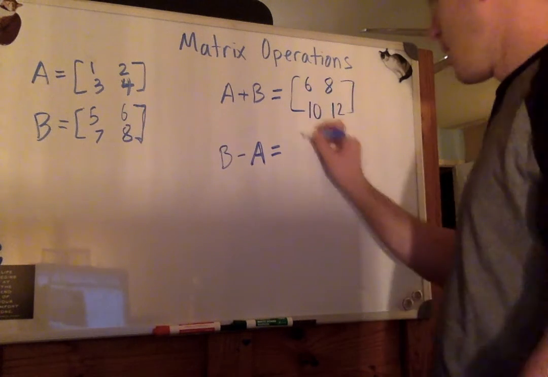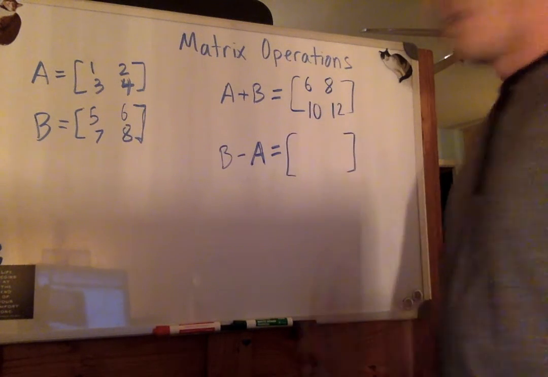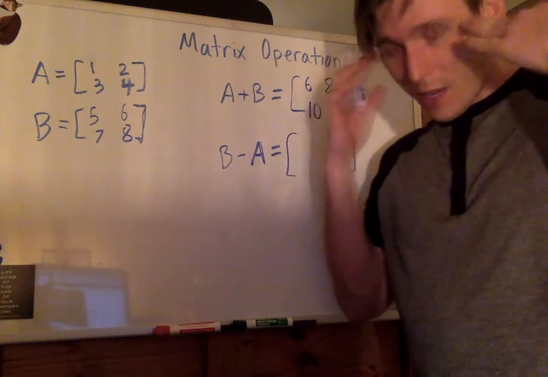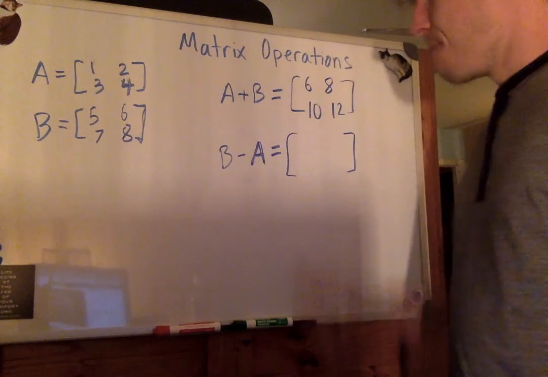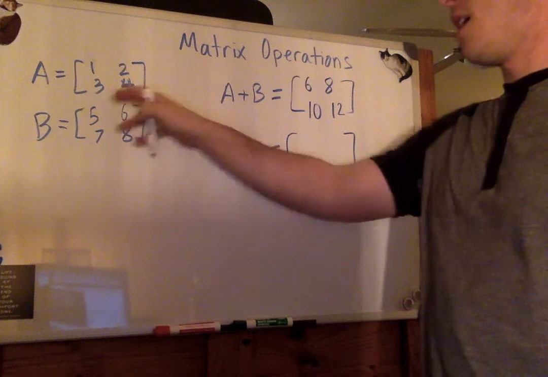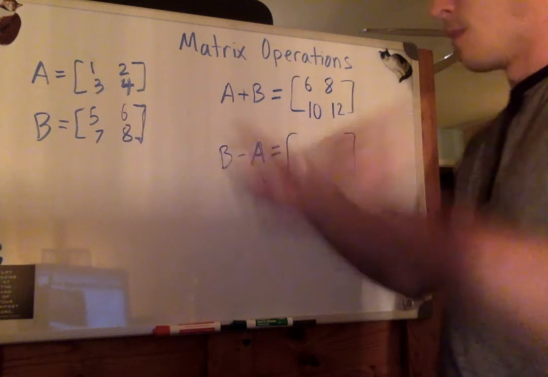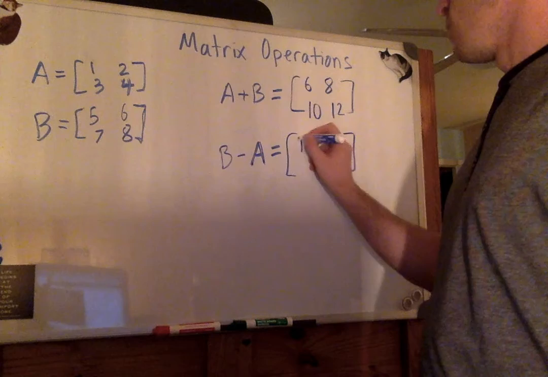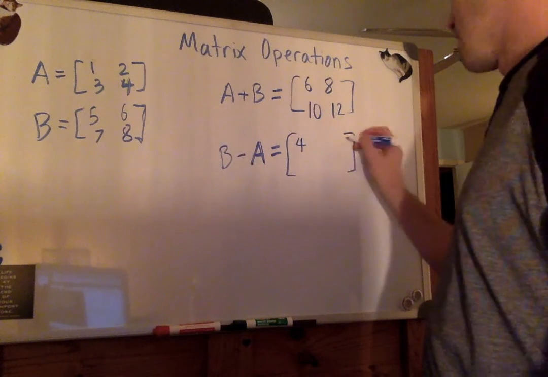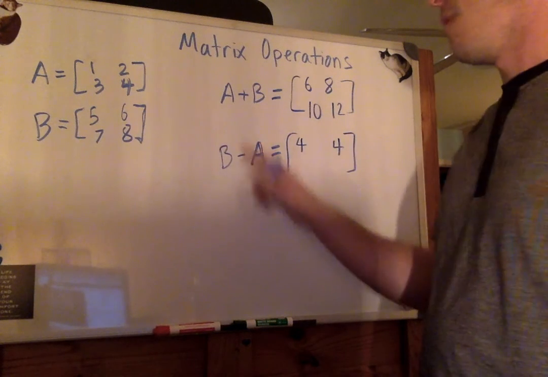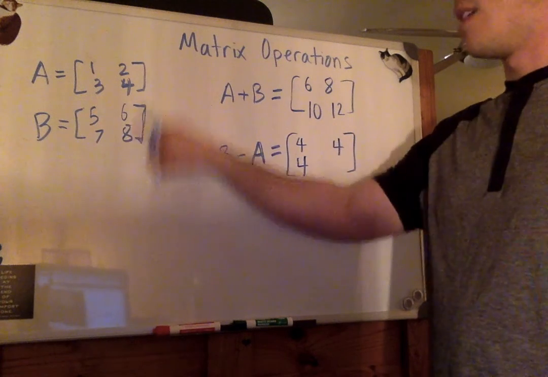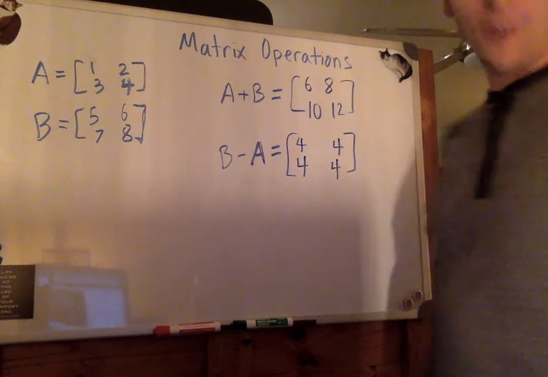Pretty straightforward. B minus A, again, you should pause the video and do this because you already can intuitively figure this out. B minus A is going to be taking each term from B and subtracting each of the data points from A. So the top left is going to be 5 minus 1, which is 4. Top right is going to be 6 minus 2, which is also 4. Bottom left is going to be 7 minus 3, which is also 4. And bottom right is going to be 8 minus 4, which is also 4.